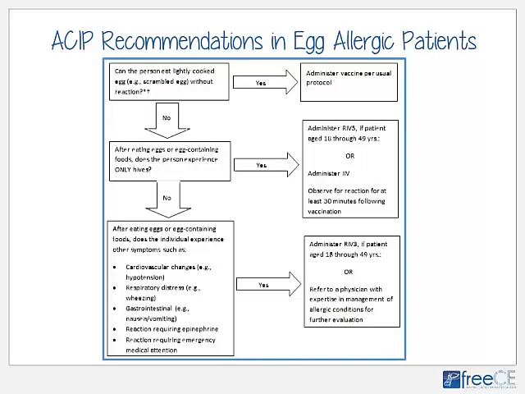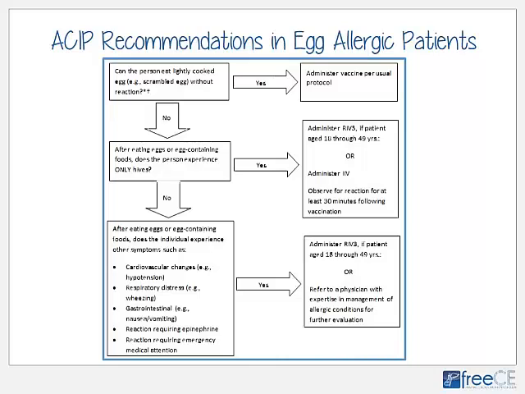And again, that's only if the person is between the ages of 18 and 49, because that's the age group that the product is licensed in. If they're not between the ages of 18 and 49, so you don't have the option to administer the recombinant influenza vaccine product, you're going to want to refer them to a physician with expertise in managing allergic conditions for further evaluation to determine if they can receive a product or if there's alternative recommendations.